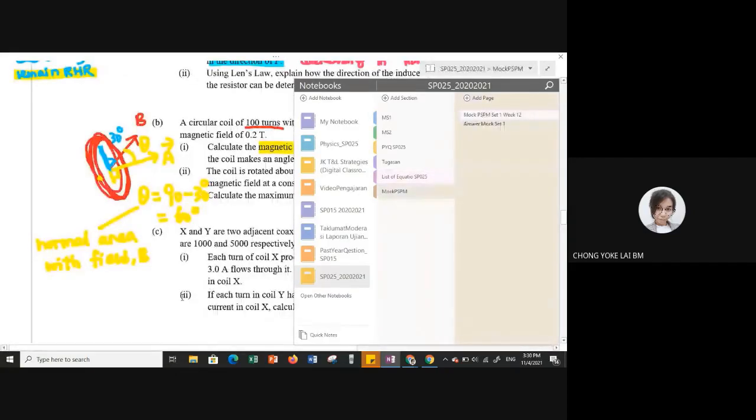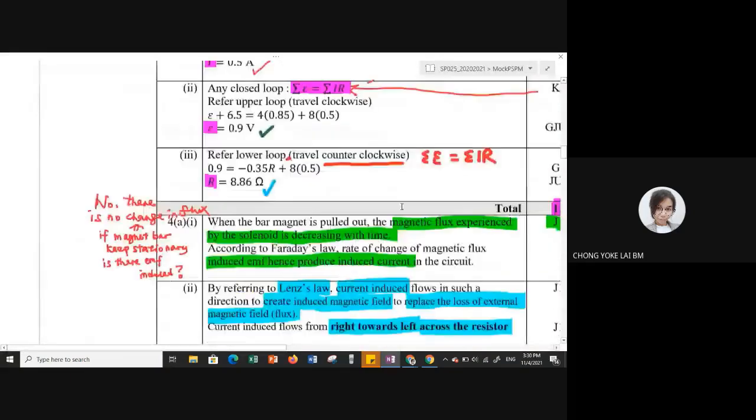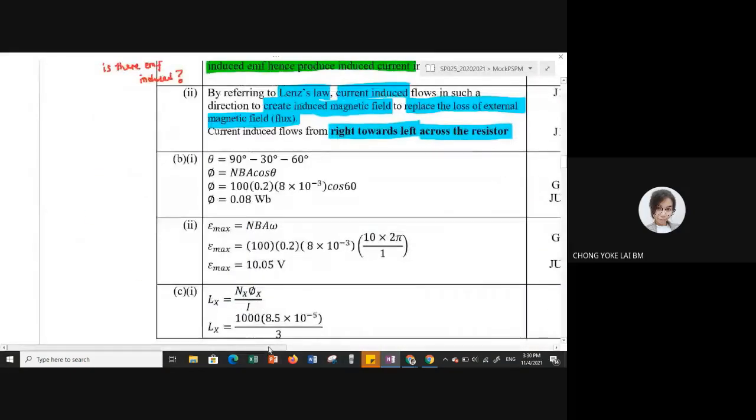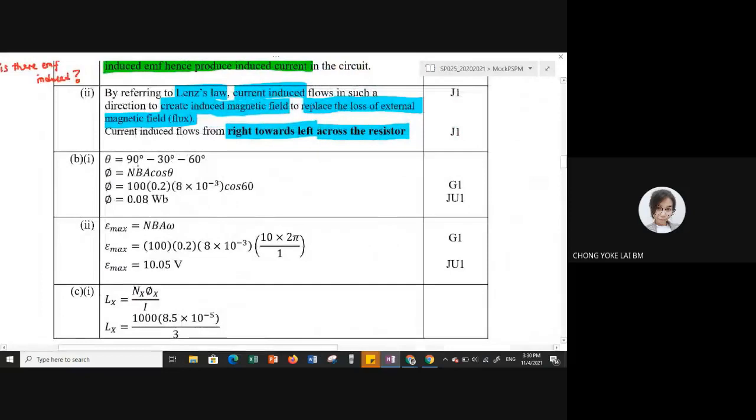So kita gantikan dalam semua maklumat yang diberi. So kita cari dulu angle dia adalah 90 minus 30, so equal to 60. Sorry, ada typo. Equal to 60. Then flux linkage is NBA cos theta. So numbers of turn is 100, B 0.2, area 2 to the power of negative 3, cos 60. So you get the flux linkage is 0.08 Weber, Wb.